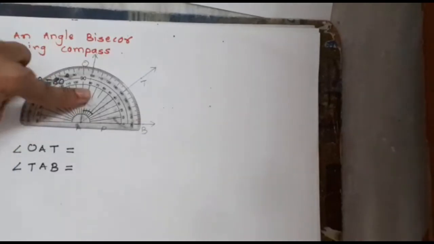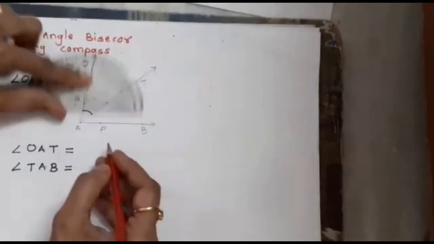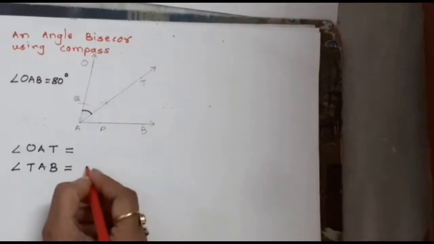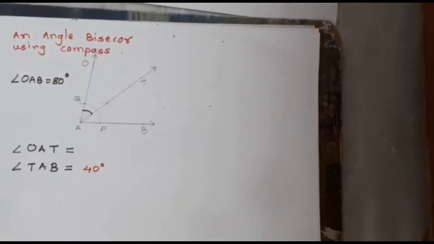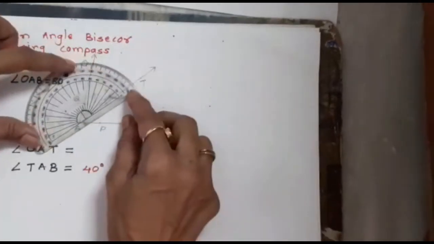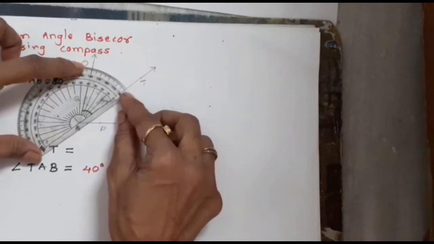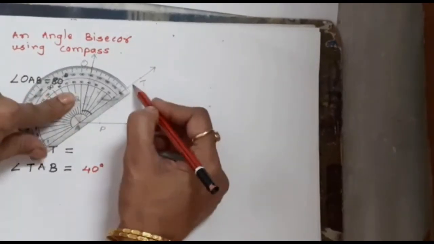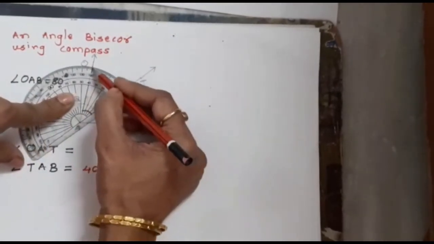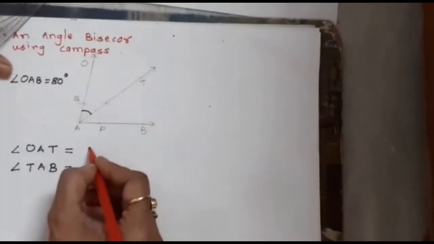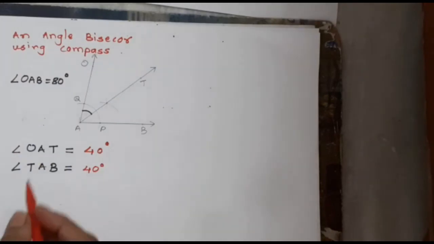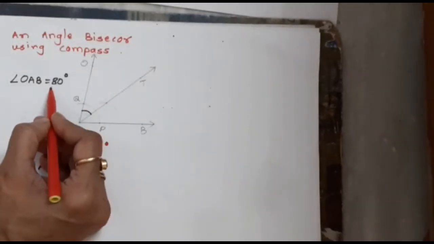See how much it is. 40 degree. TAB is 40 degree and angle OAT, see this 0 should be on ray AT and it is 40 degree. So angle OAT is also 40 degree. So what we can observe from this, now the angle OAB is 80 degree.